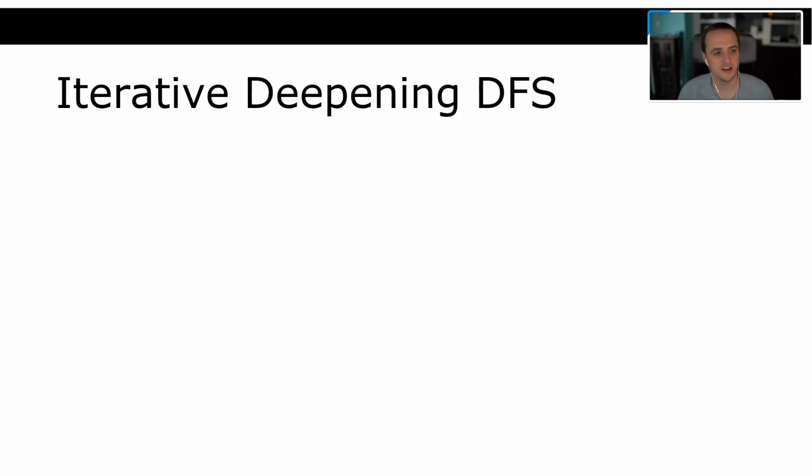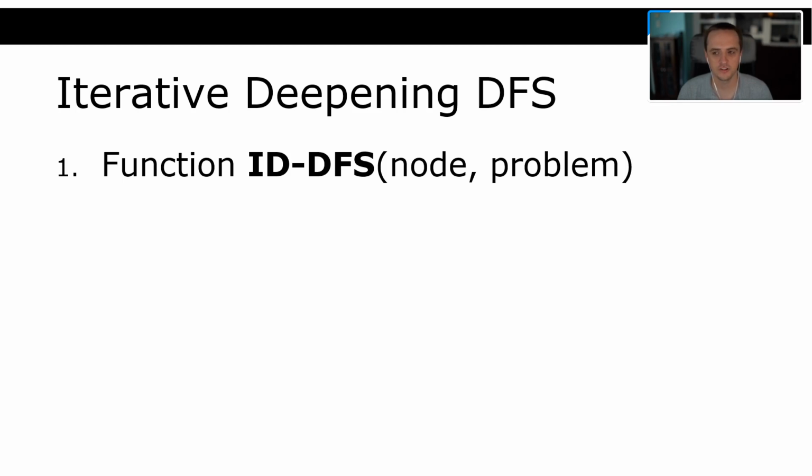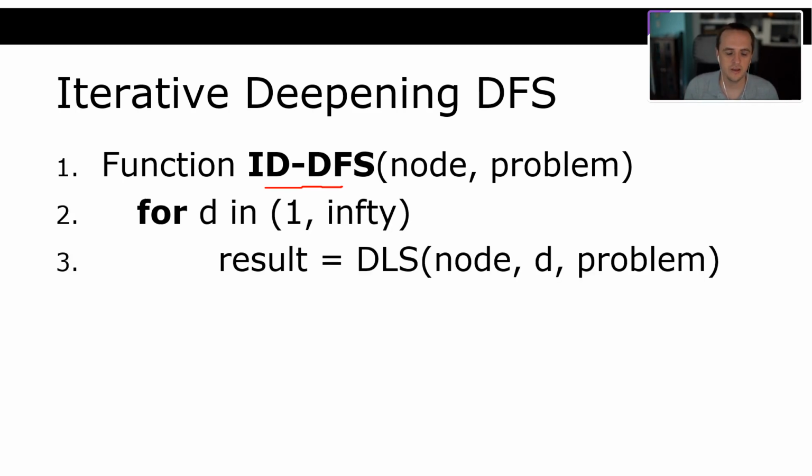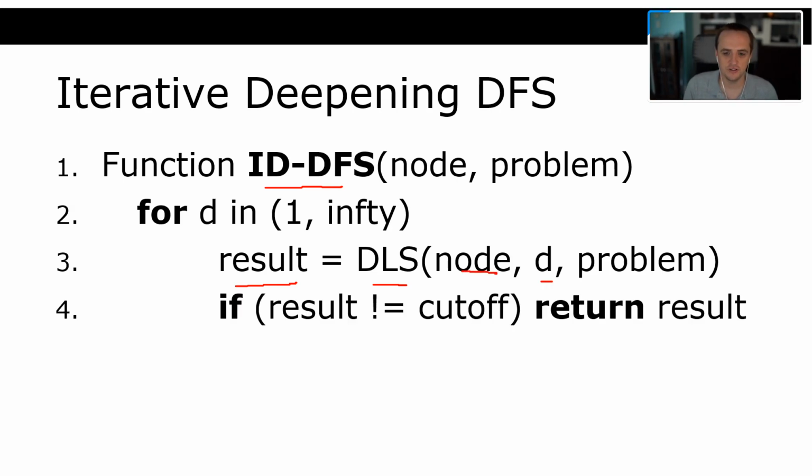So what does iterative deepening look like? Well, it looks like this. Iterative deepening depth first search is the algorithm. For D from 1 to infinity, we have a result which is equal to the depth limited search for the node at a certain depth D. If the result is not equal to cutoff, then we just return the result. If the result was failure, then we can't find it. If the result was a path, then we did find it. Okay, so that's iterative deepening depth first search.